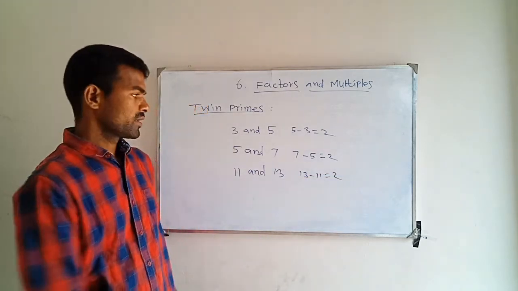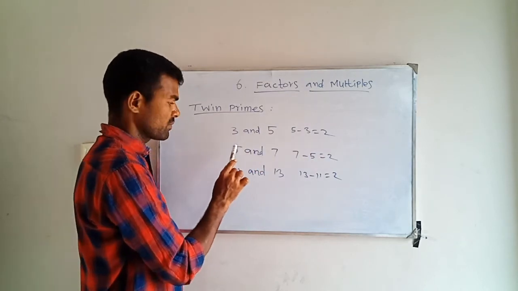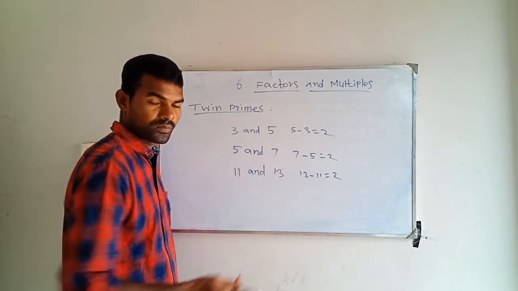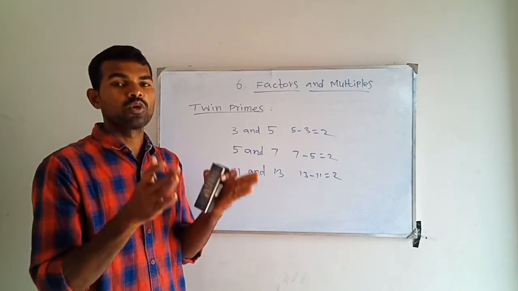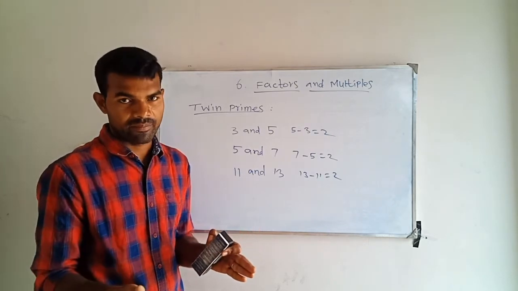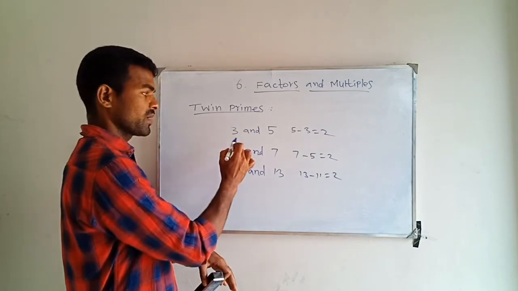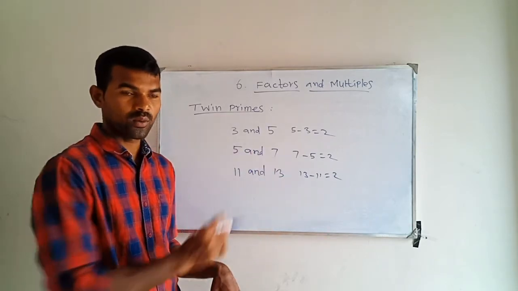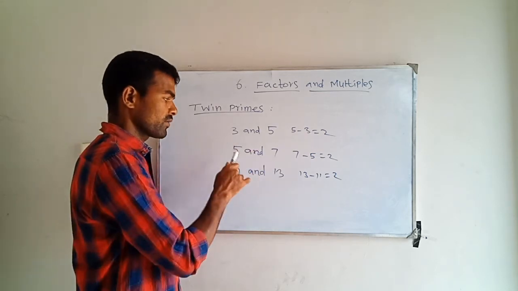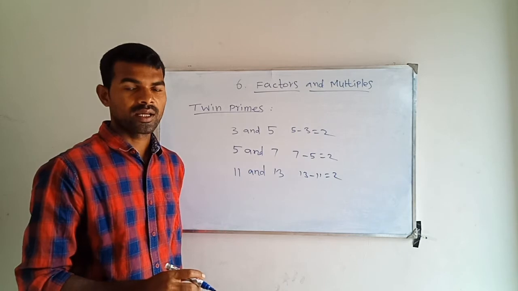The difference between these two numbers is 2. Difference between 5 and 7 is 2. Difference between 11 and 13 is 2. So two prime numbers with only a gap of 2 between them, such numbers are known as twin primes. These are the three pairs: 3 and 5, 5 and 7, 11 and 13. These are the twin primes.